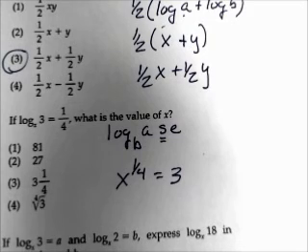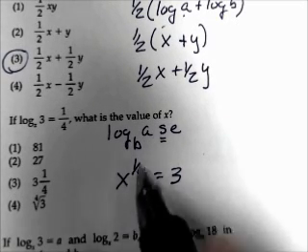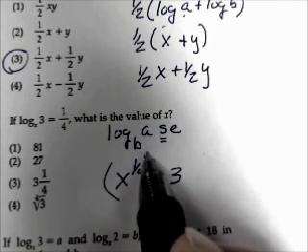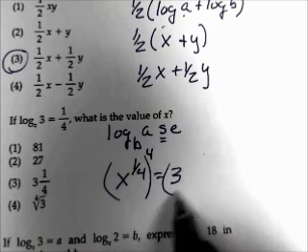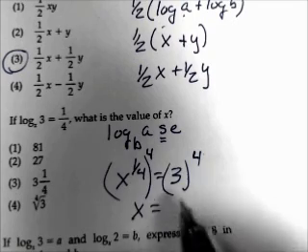Recall from Chapter 7. We have x raised to the 1/4. We want x to the first, so we raise both sides to the reciprocal of 1/4, which is 4 over 1, or simply 4. 3 to the 4th is 81.